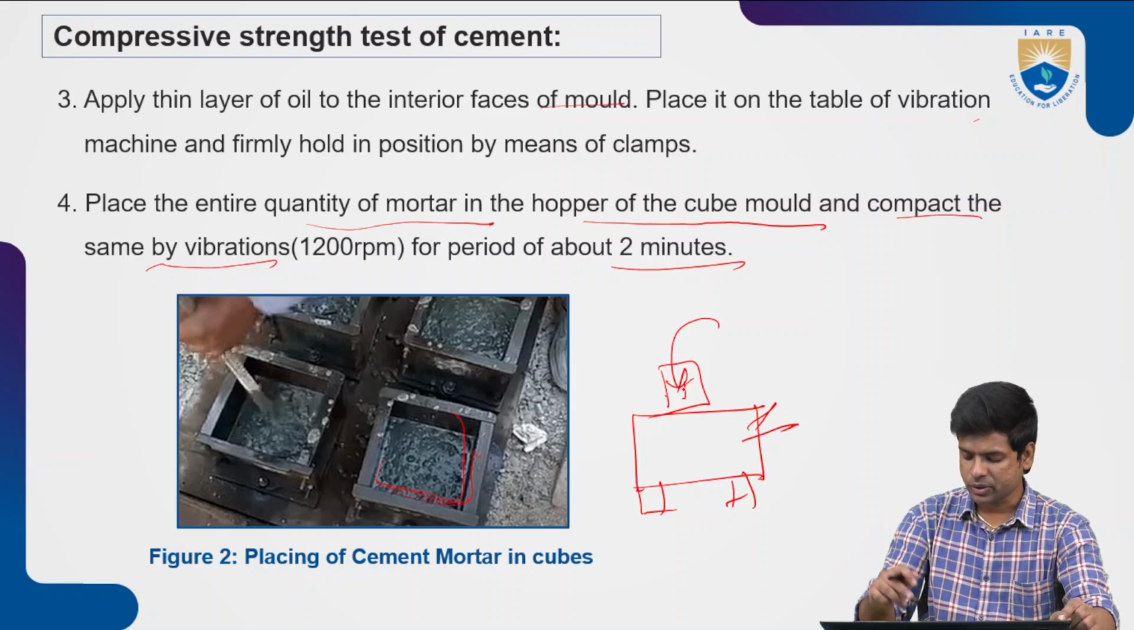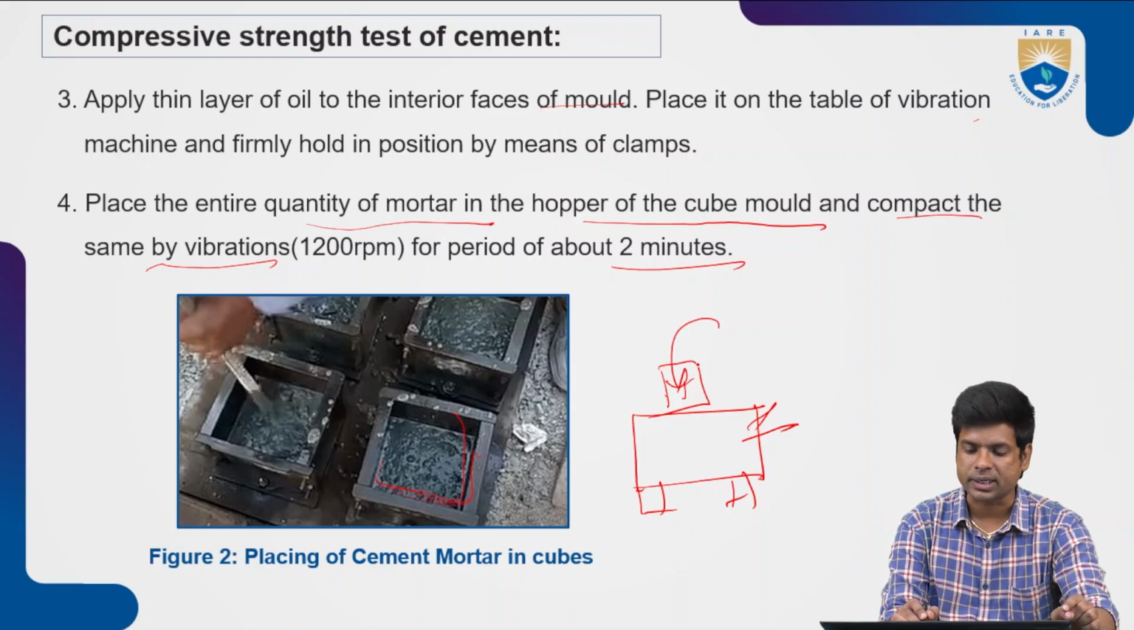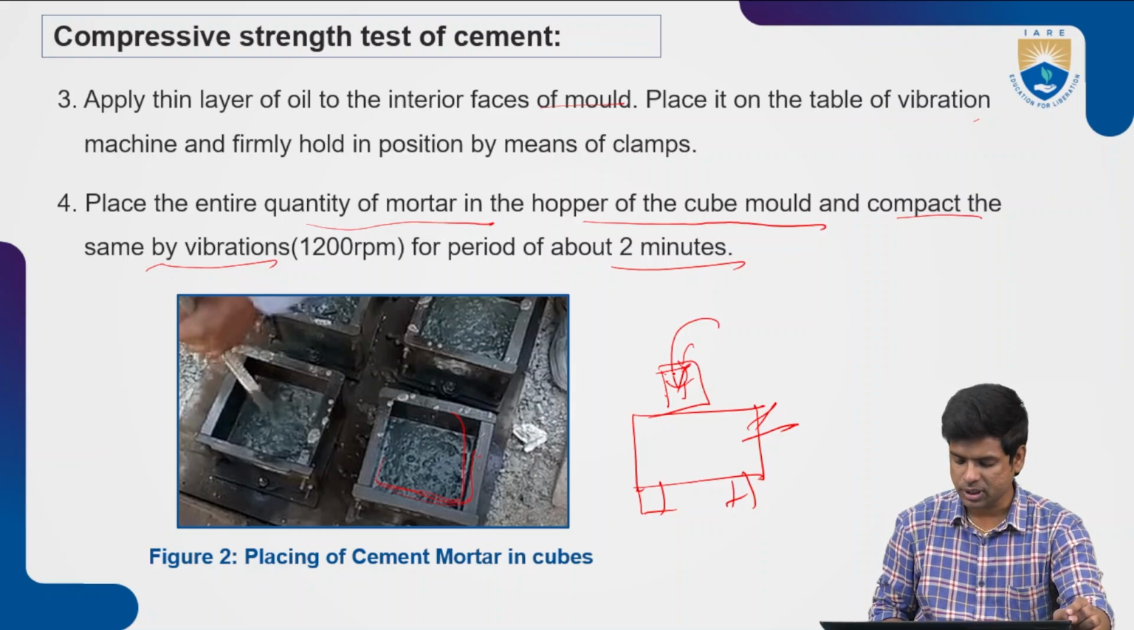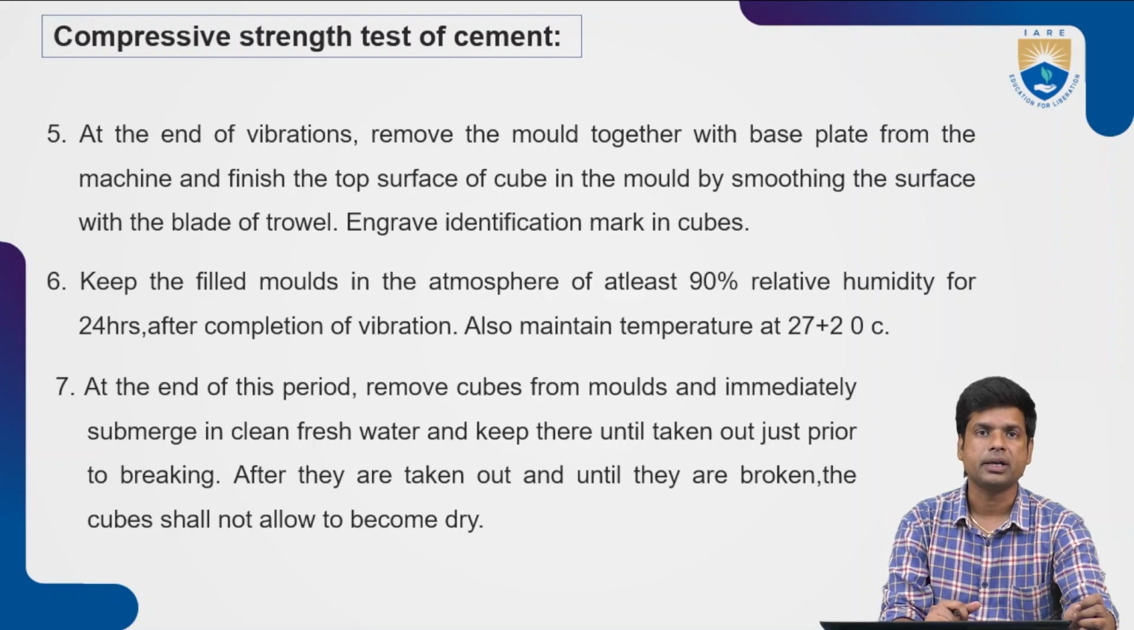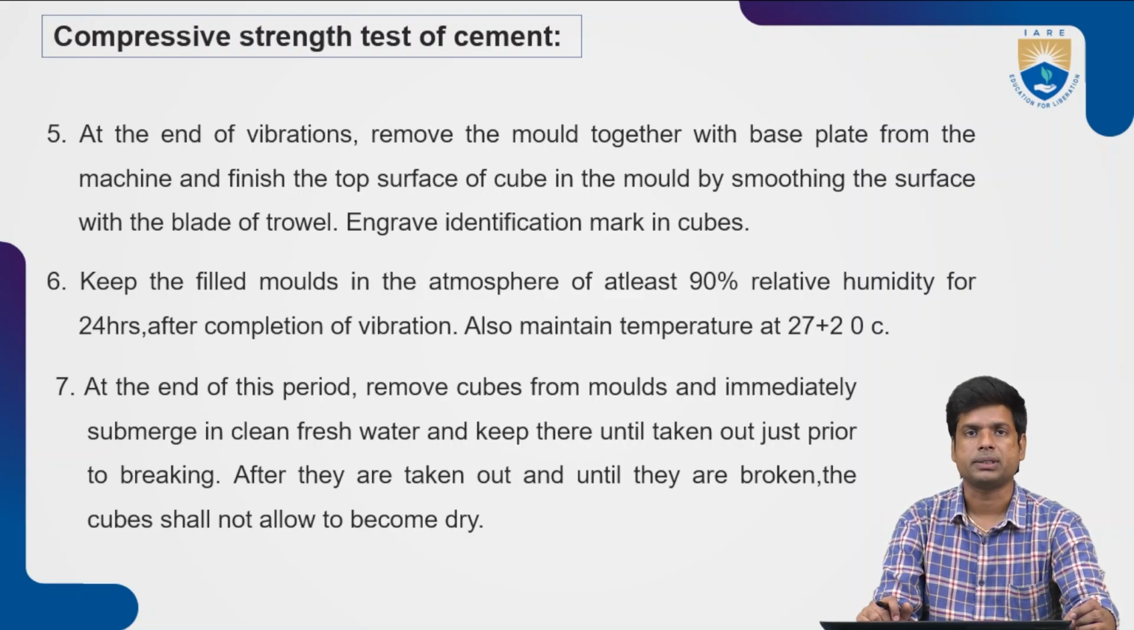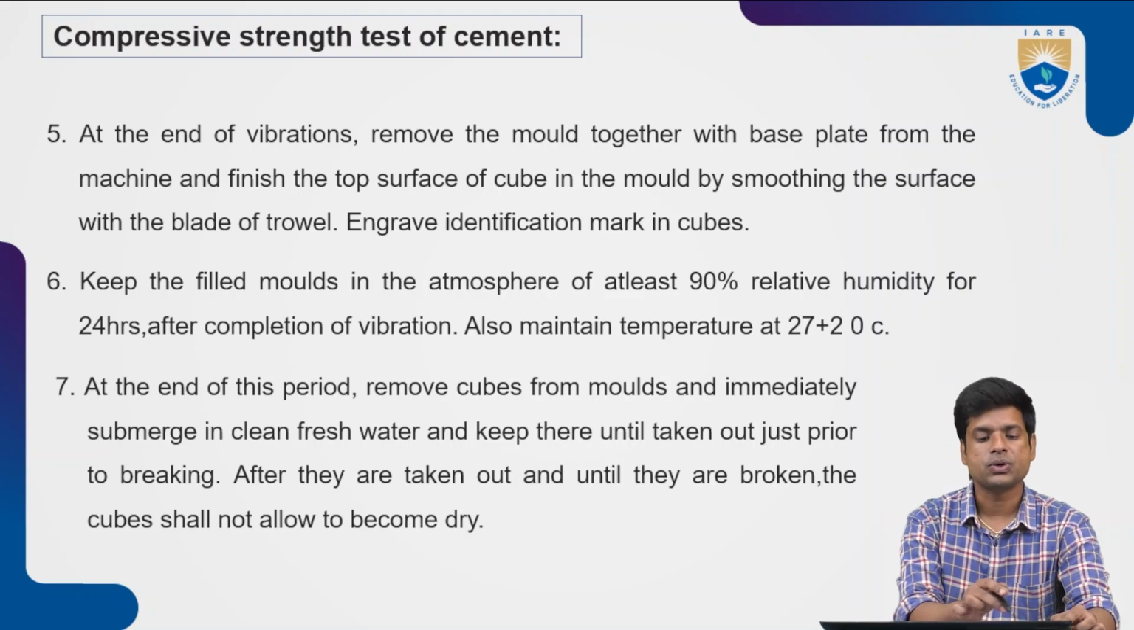Now add an excess amount of mortar because it will be compacted, right? Whenever it is compacted, the height of the mortar will be reduced, so add more cement mortar again and again. Just compact it for 2 minutes.